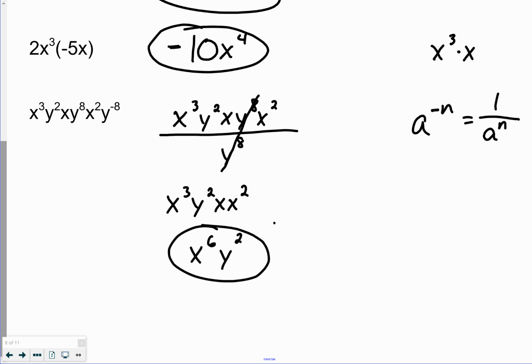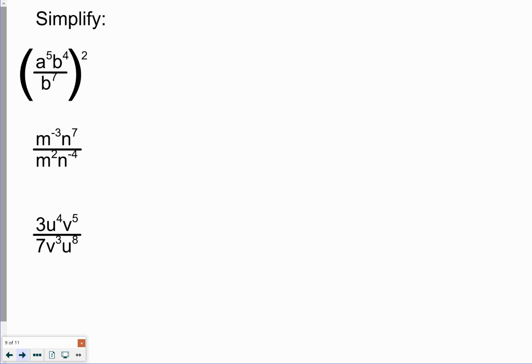Any questions so far? Do you feel okay? Okay. All right, let's look at this one. A to the 5th power times b to the 4th power, and that's actually a b to the 7th power in the bottom. That's a b to the 7th power. Okay? This is similar to one we did on the previous slide.